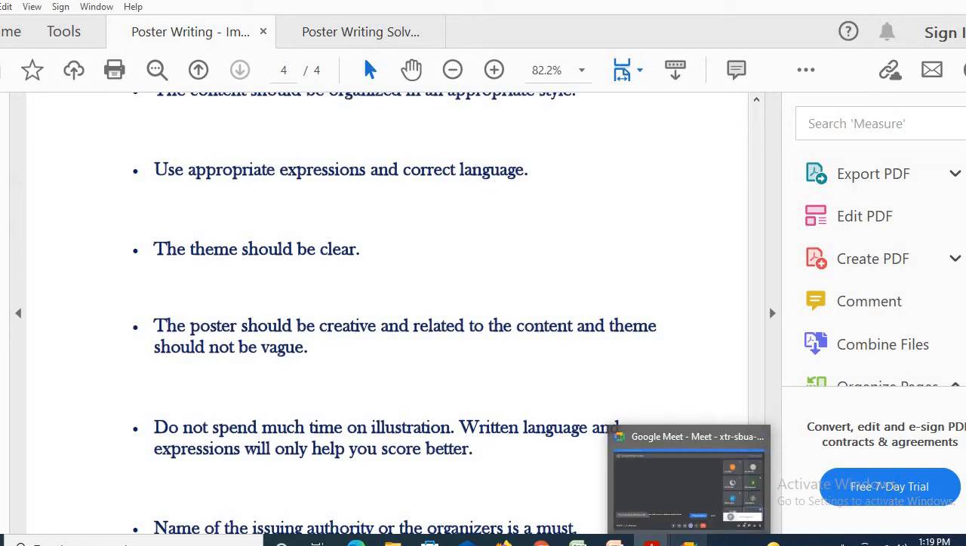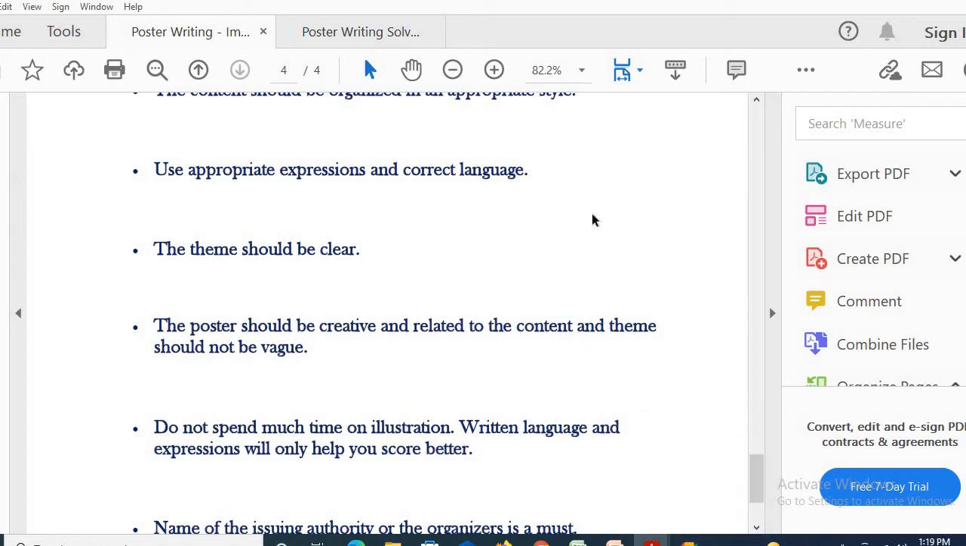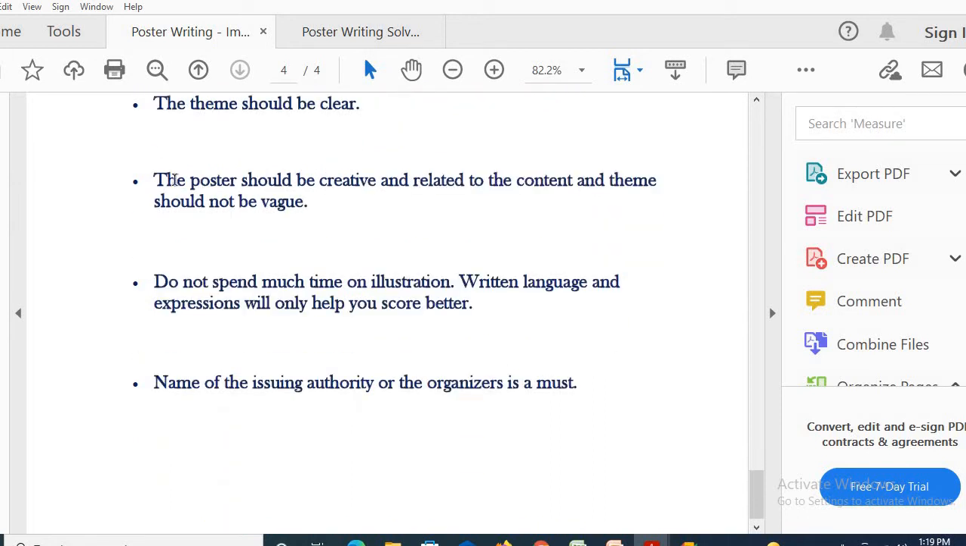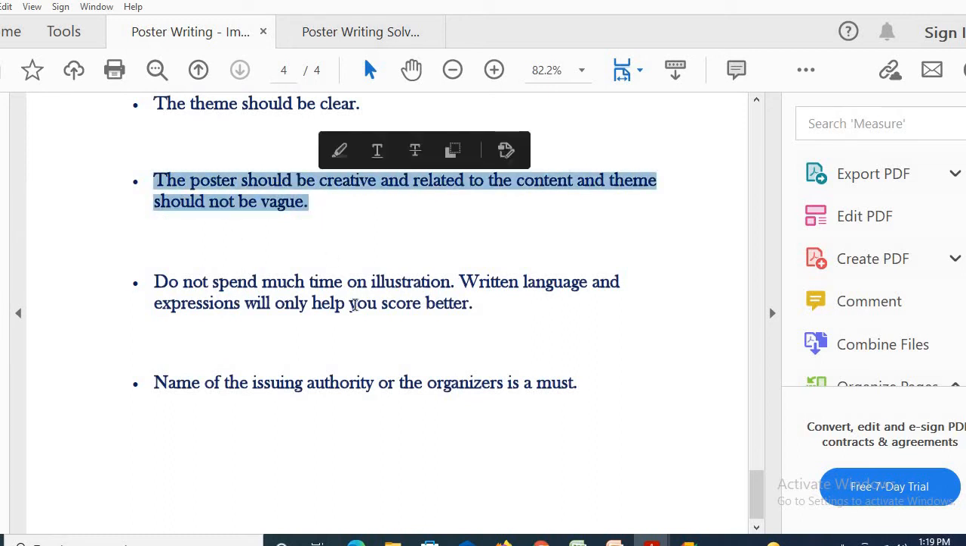The theme should be very clear, because remember, you are not drafting it for a bunch of scholars, you are drafting a poster for the common masses. So the theme should be crystal clear so that it is accessible to everyone. And most importantly, dear students, the last 3 points are very important. The poster should be creative and it should be related to the content and theme, should not be vague. Yes, it should be related to the content, it should be related to the theme.